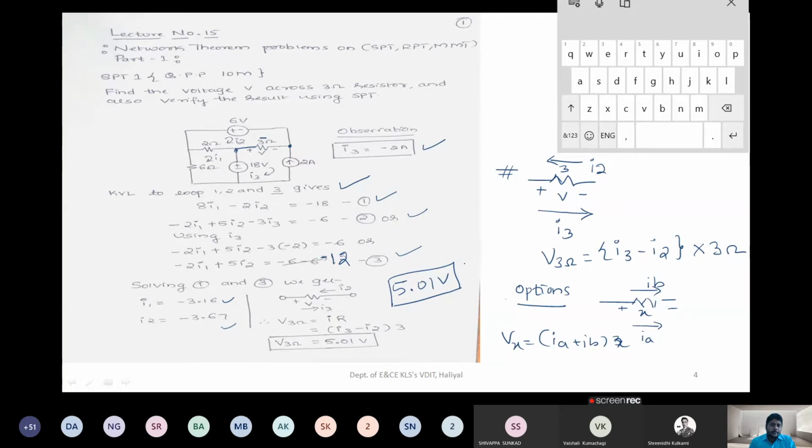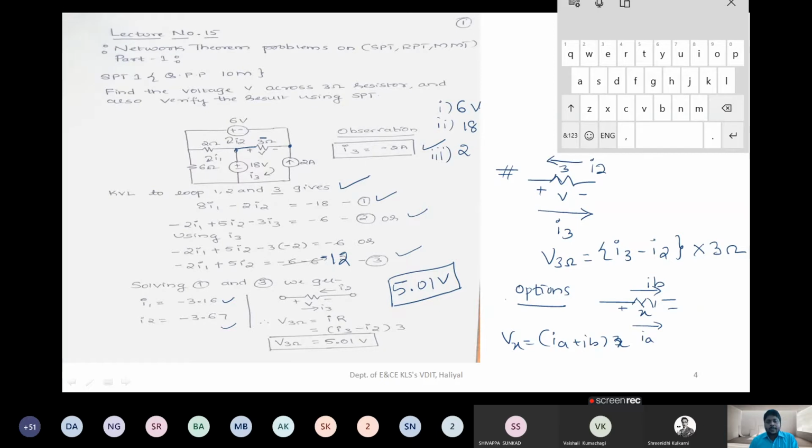Now you need to use the superposition theorem. How to use the superposition theorem now? We have 3 sources: 6 volt, 18 volt and 2 ampere. So 3 cases are possible now.